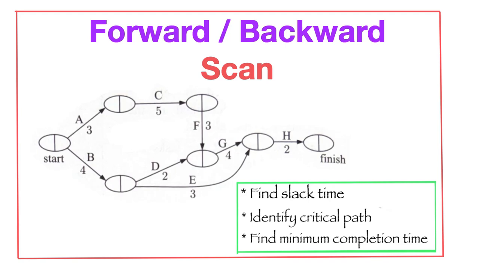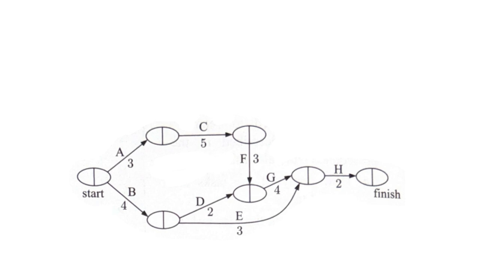I want to show you how to do the forward and the backward scan from start to finish to find the slack time, identify the critical path, and find the minimum completion time. The nodes here of the network represent the end of one task and the start of another task. In the forward scan, we record the earliest starting time of each task, and this value is written on the left-hand side of the node.